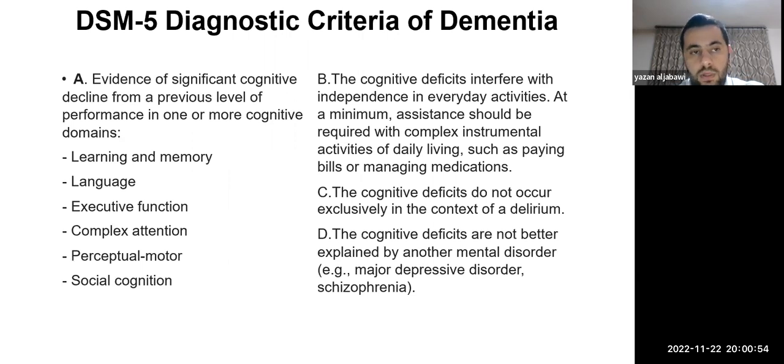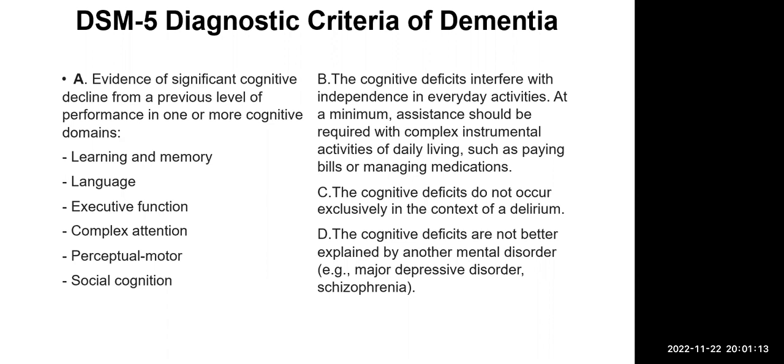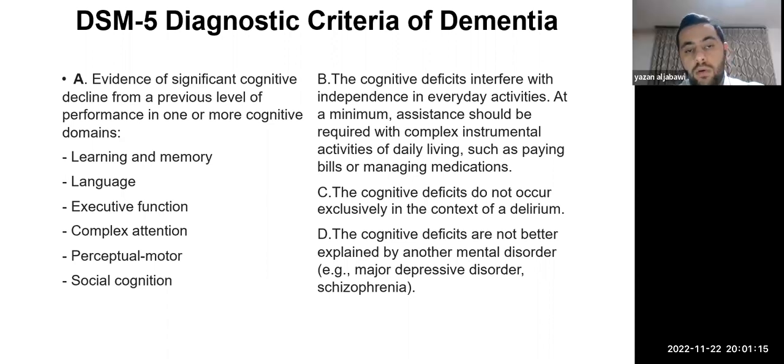First, these are the DSM-5 diagnostic criteria for dementia. We'll review them quickly. We have evidence of significant cognitive decline from a previous level of performance in one or more cognitive domains. As we all know, the cognitive domains mainly are learning and memory, language, executive functions, complex attention, perceptual motor, and social cognition.